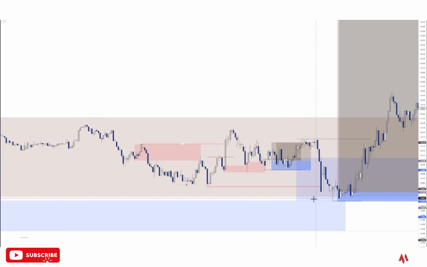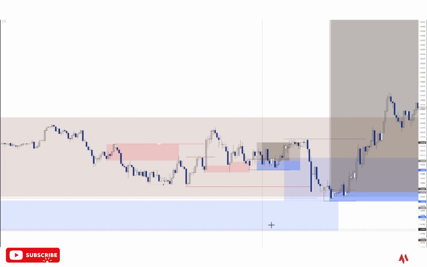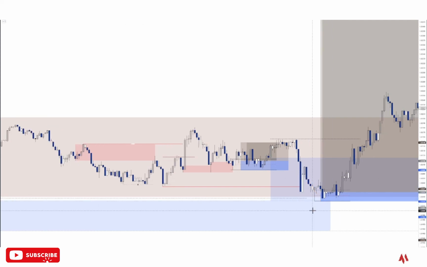And on 15 minutes, we actually formed equal lows below our strong internal low. We have formed equal lows below this initial 15 minutes demand zone that we were waiting for price to get into. So we ended up grabbing liquidity from the low without crossing on the 15 minutes.